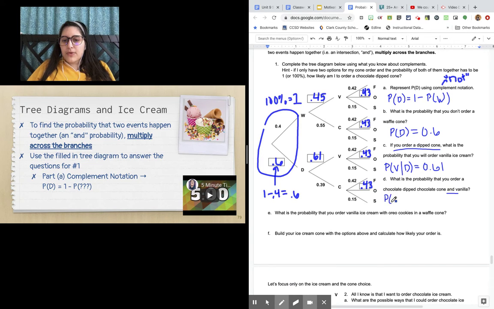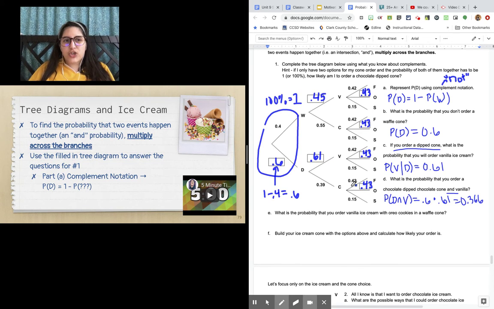So the probability of dipped and vanilla is 0.6 times 0.61. So remember, this is the multiplication rule from the last video. So let's pull out a calculator and figure out what that is. So 0.6 times 0.61 is 0.366.